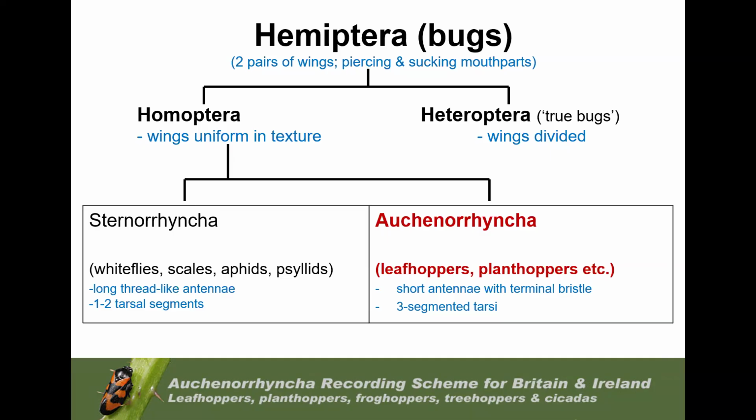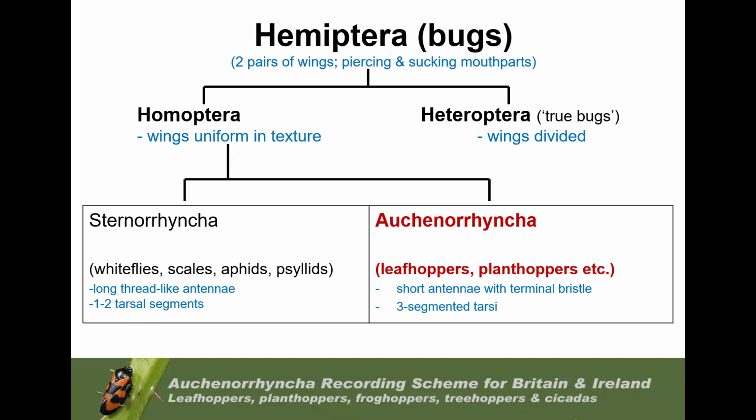We go down the other branch on the left-hand side there to the Homoptera, where unlike the Heteroptera, which have wings that are divided into two unequal sections, one section a bit leathery and the other membranous, in the Homoptera the wings are uniform in texture all the way through, either fairly thin, membranous and transparent, or a bit thicker and more leathery, but uniform in texture all the way through.